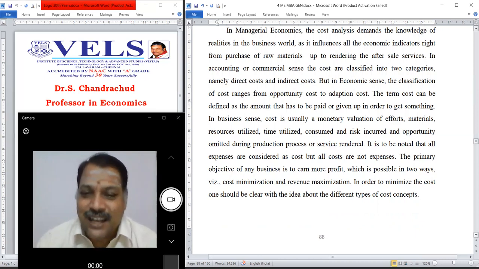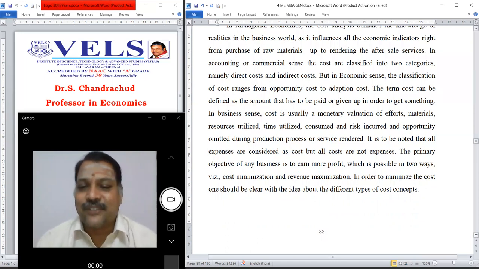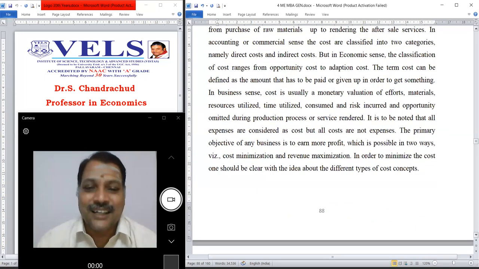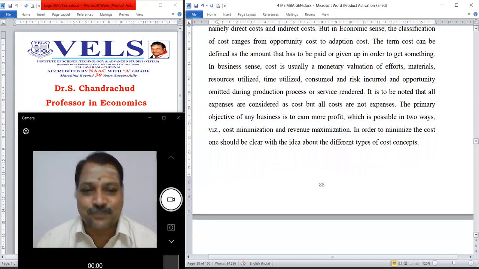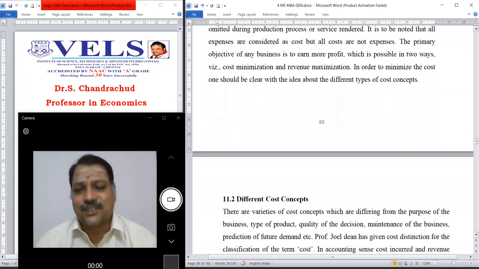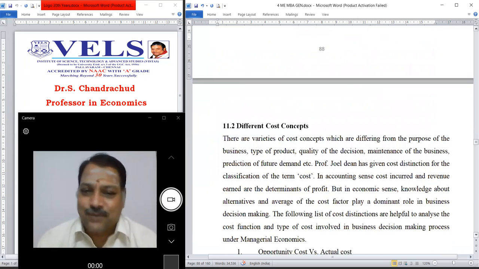The primary objective of any business is to earn more profit, which is possible in two ways. Either we have to minimize the cost or we have to maximize the revenue. We used to call it cost minimization or revenue maximization. In order to minimize the cost, one should be clear with the idea about different types of costs. Let us discuss one by one. Different types of costs we will see.